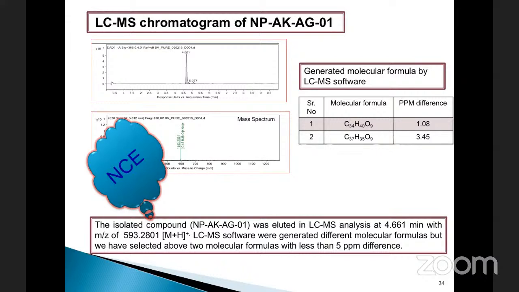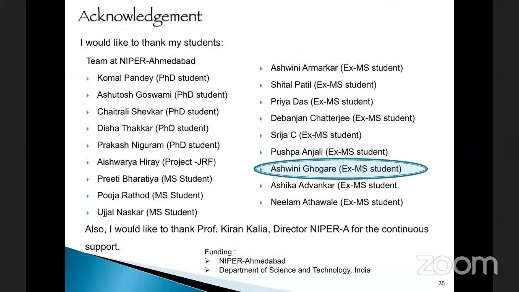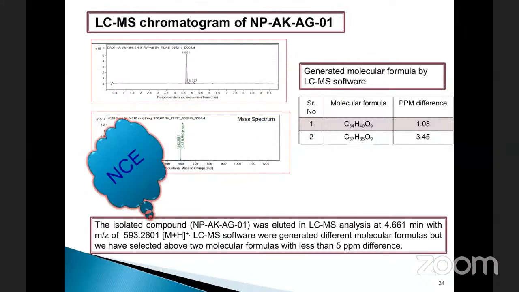The point here again, I wanted to make sure that we applied the dereplication technique on a known plant, which had been studied earlier, but we could still get a novel compound, the NCE here. And like I said, that was the end of my presentation, and we will discuss more on the questions that you have.